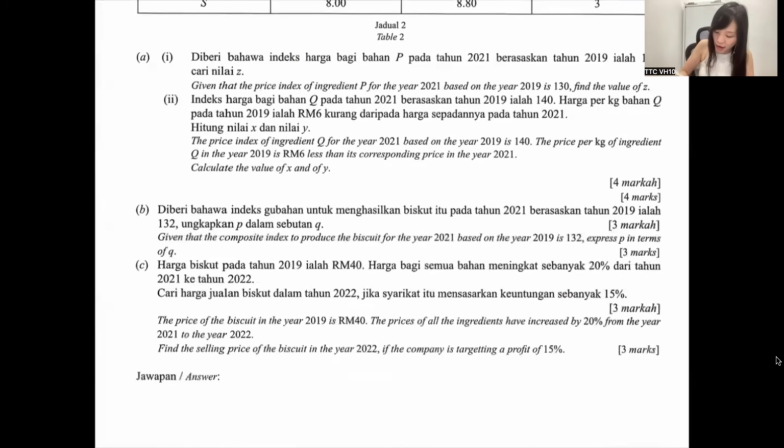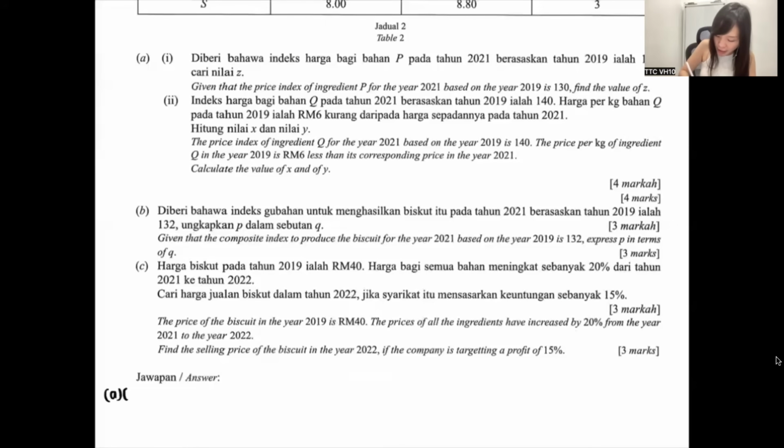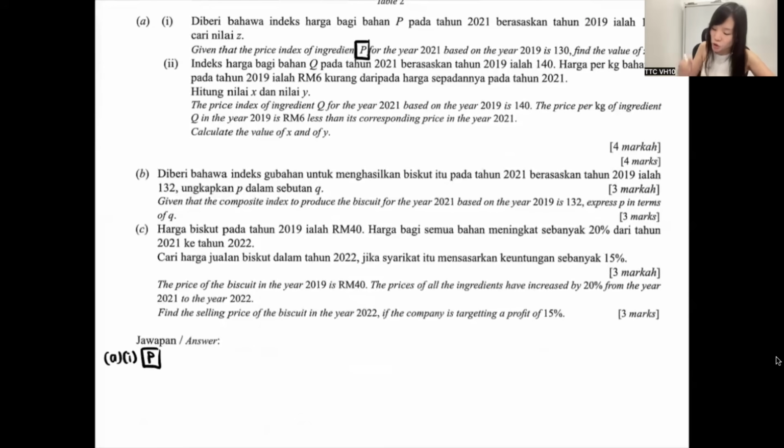So A1, I do here. A1, they say, given that the price index of ingredient P, now my dear, you must know it's for who. Because sometimes they ask for P, sometimes Q, sometimes R, sometimes S, sometimes for the biscuit. So you must know it's actually for who. So for P, they say the price index, guys, index is actually I. The price index 21 based on 19, 21 over 19, is 130. That's what they say.